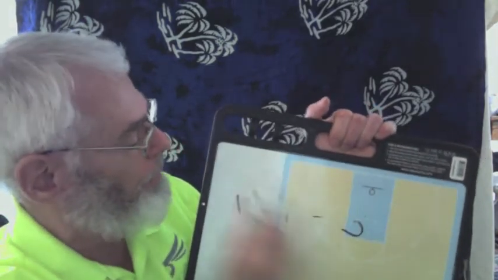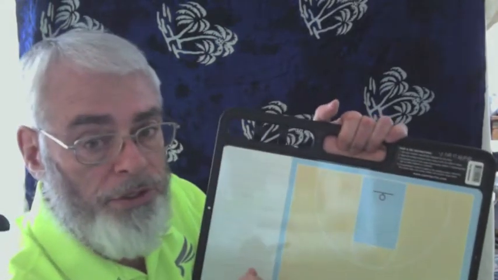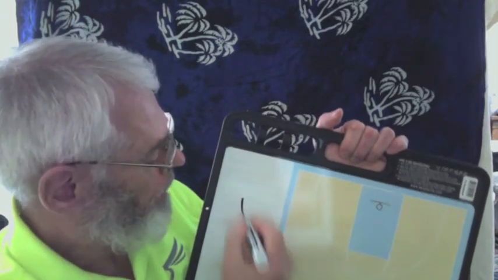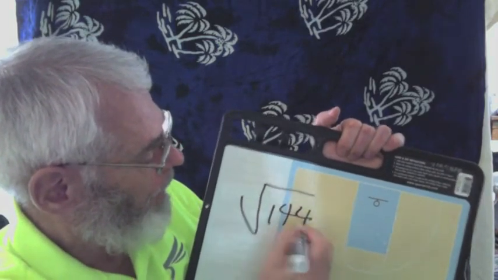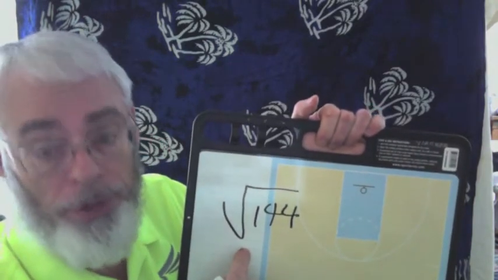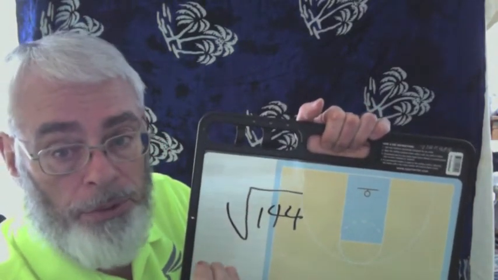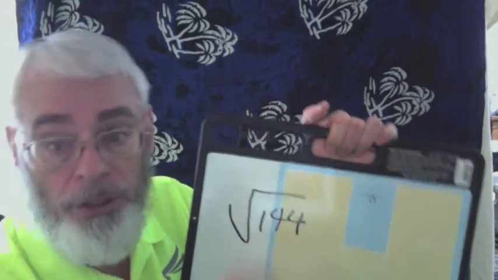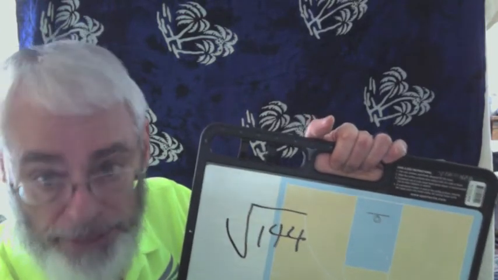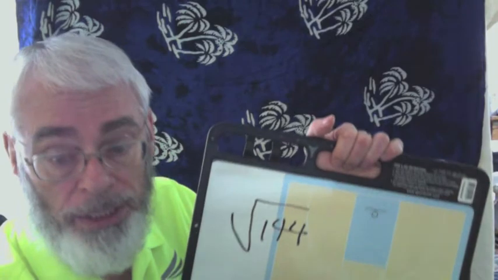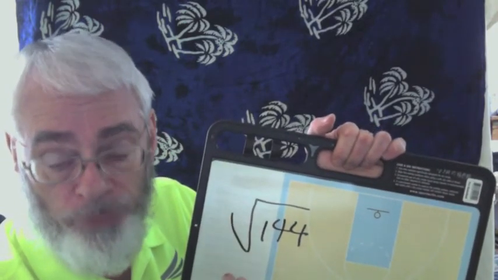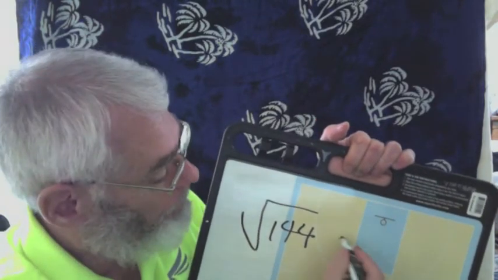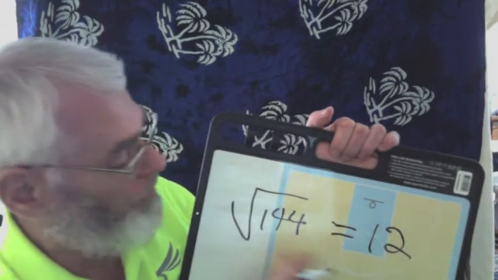Now let's do another example. What's the square root of 144? I think you guys know this one. Square root of 144. So when you see this symbol, what are they asking? They're asking what number multiplied by itself gives you 144. And you know what that is, right? That's right, 12 times 12. So 12 times 12 equals 144. So the square root of 144 is 12.